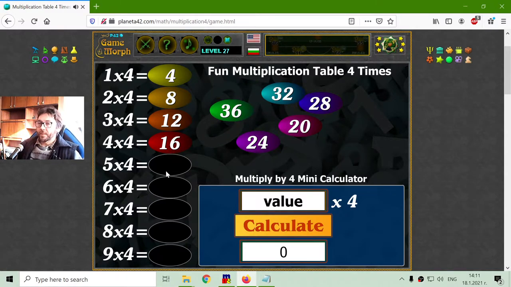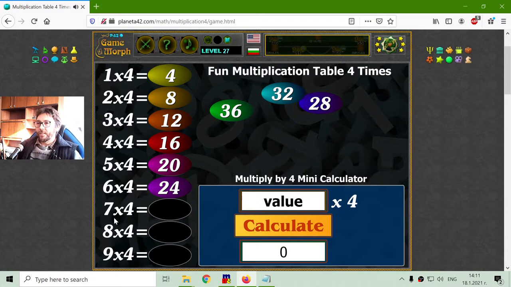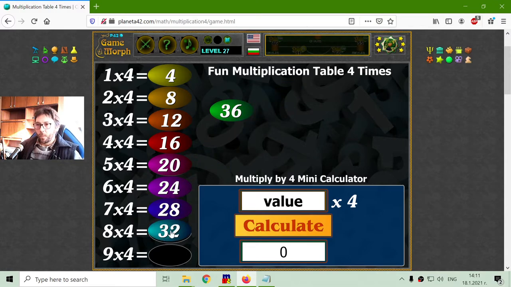5 multiplied by 4 is 20. Now, these are bigger numbers. This is 4 multiplied by 6, which should be 24, right? 7 multiplied by 4 should be 28. 8 by 4, 32, and 9 multiplied by 4 is 36.